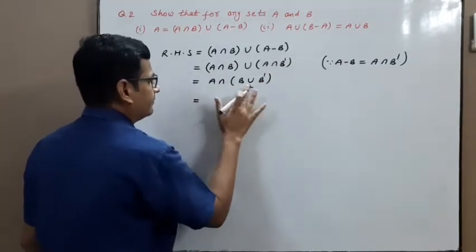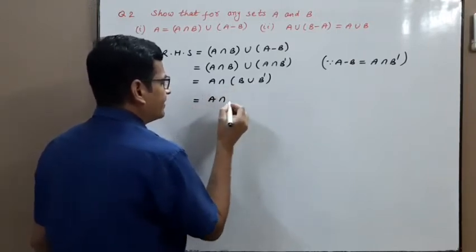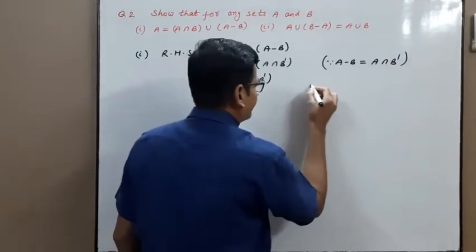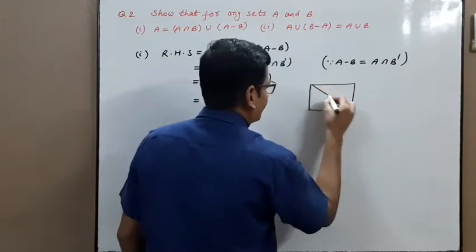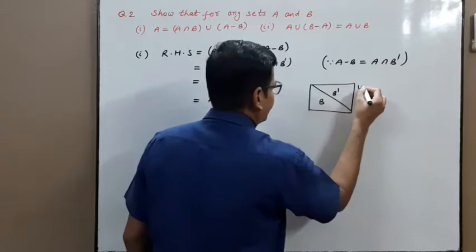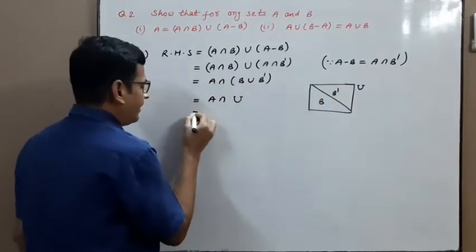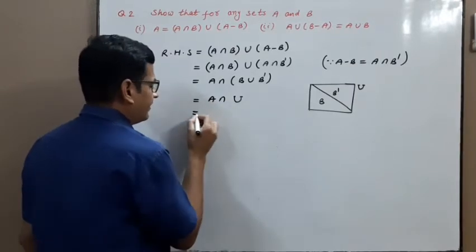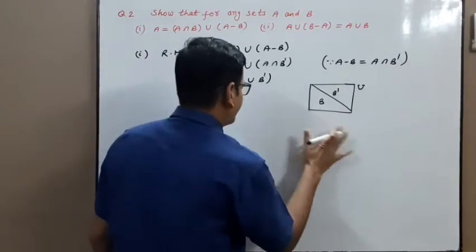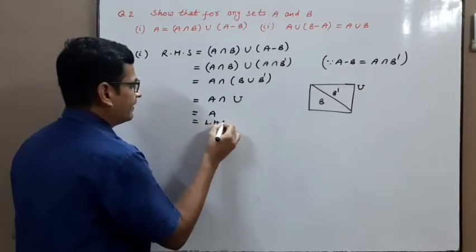Next step. A intersection of B union B complement is equal to universal set. By Venn diagram we know this is set B, the remaining portion is B complement, and both together equal the universal set. And A intersection universal set is equal to A, the smaller set. A intersection universal set equal to A. Hence proved, equal to left hand side.